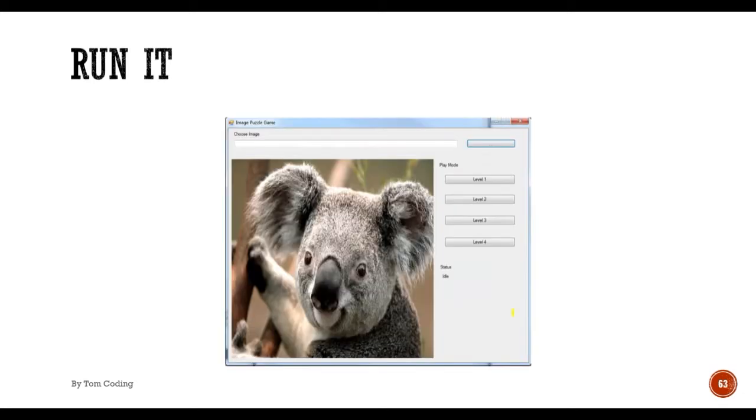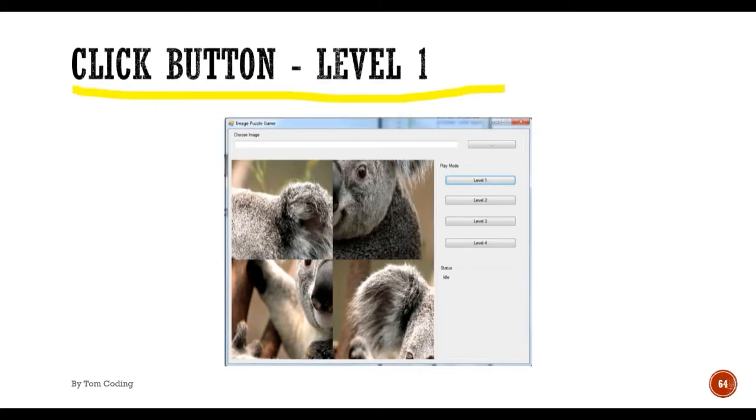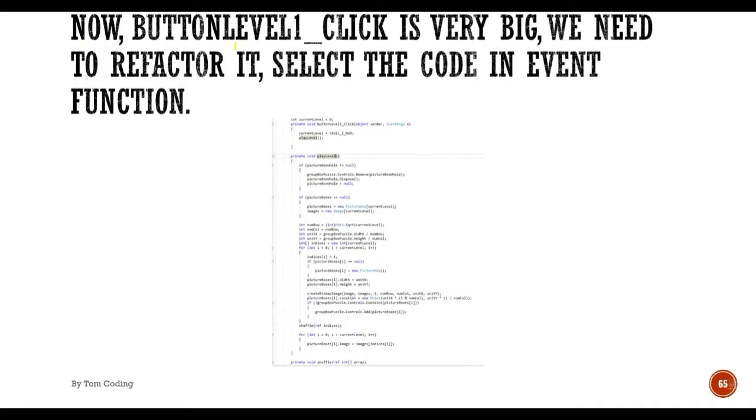So let's take a look. So this is the whole image. After we click the button, we will get 1, 2, 3, 4 grids. Now the button level 1 click is very big. We need to refactor it, select the code in event function. So we refactor it as polylevel.